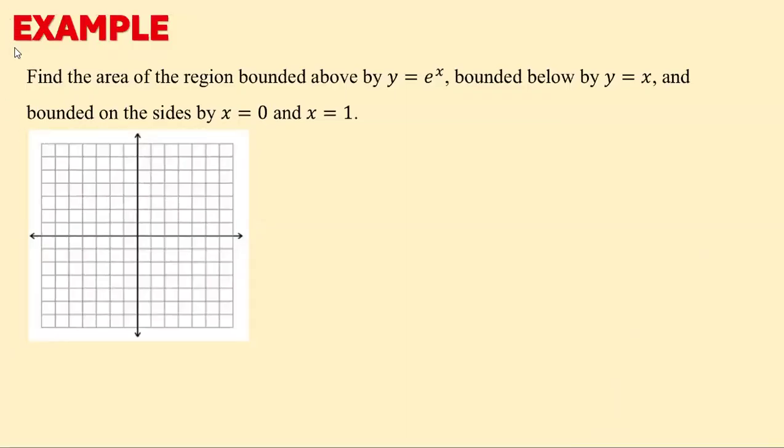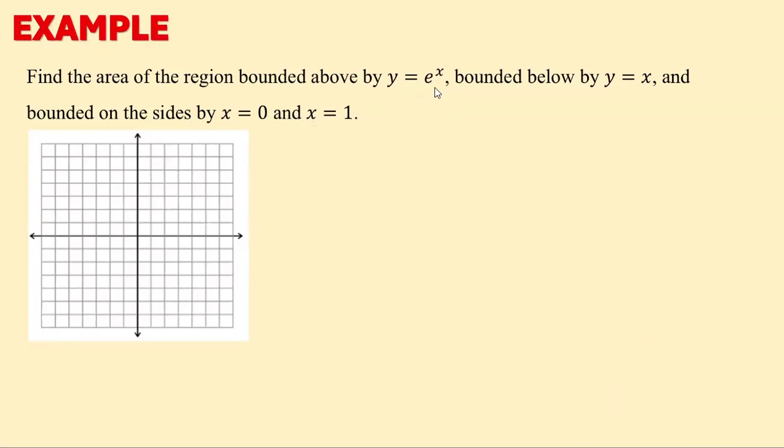So here is the question. Find the area of the region bounded above by y equal to e to the x, bounded below by y equal to x, and bounded on the sides by x equal to 0 and x equal to 1. So first, we are going to sketch the diagram for this one.